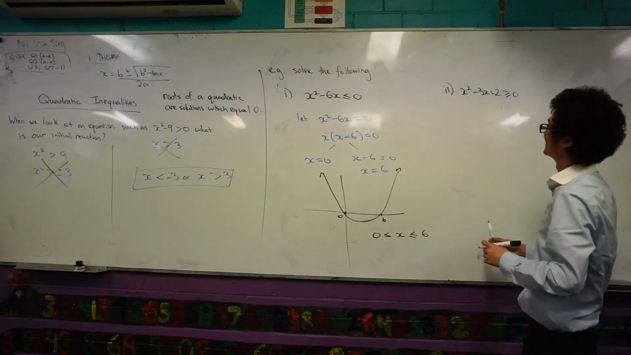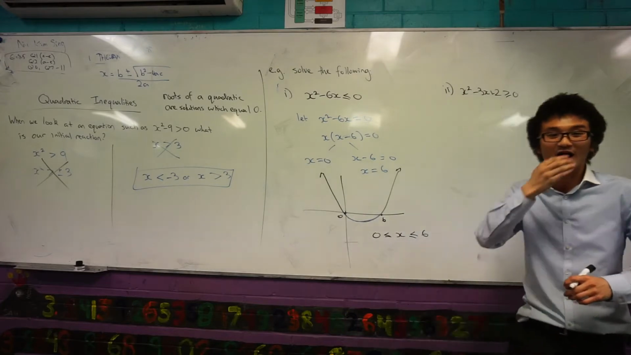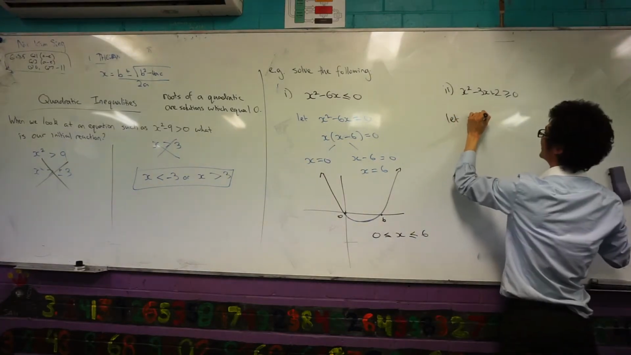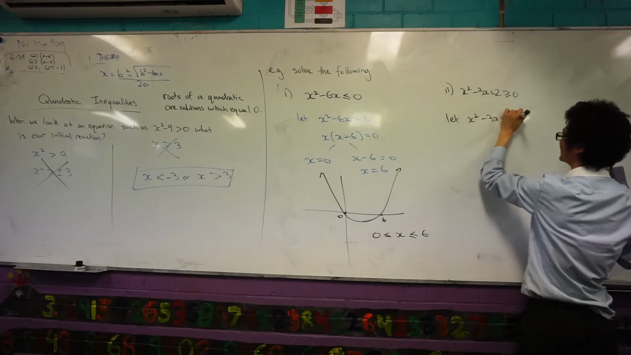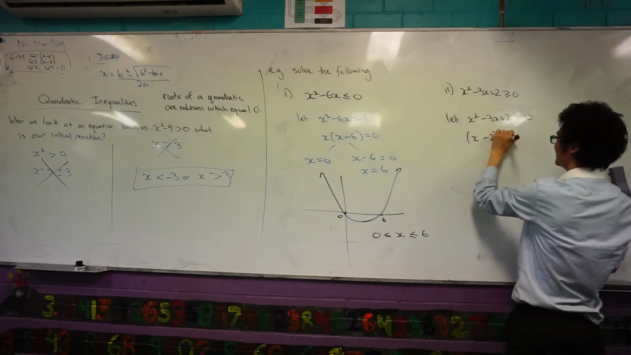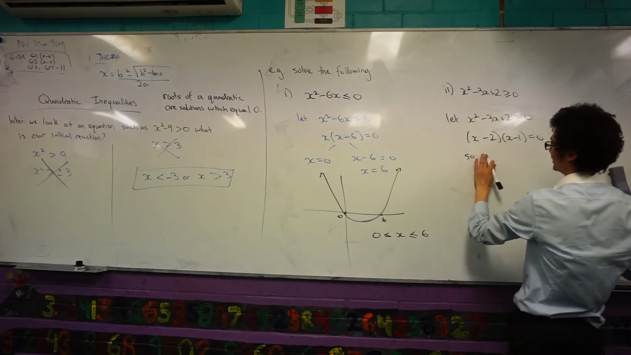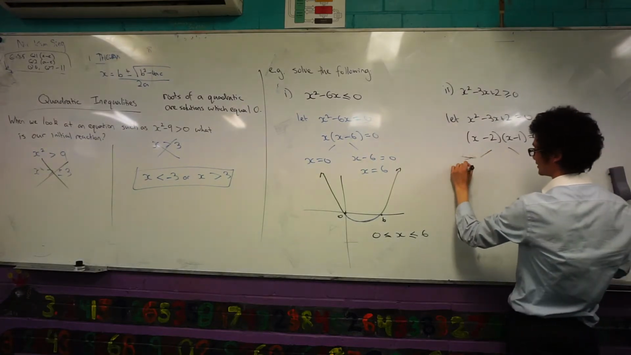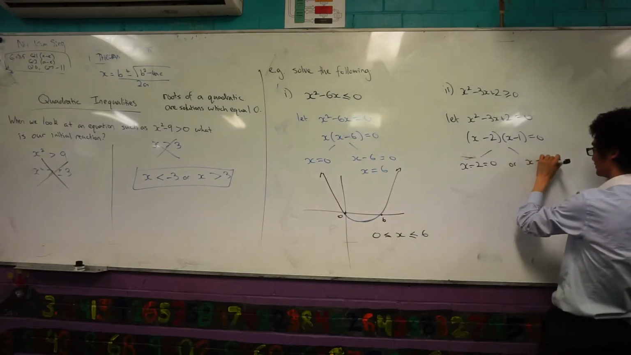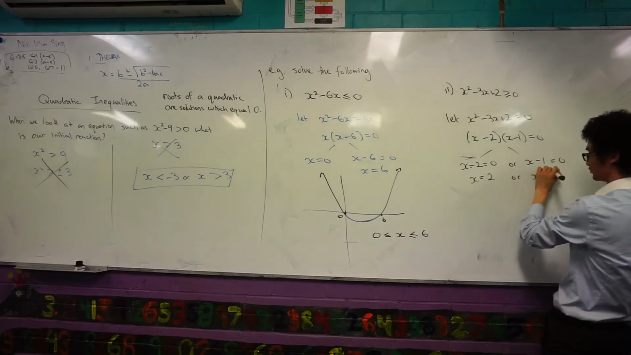See if you can beat me for this one. Who's got good factorizing skills? Let's go. Race. x squared minus 3x plus 2 equal to 0. And I want to find its roots, so we get x minus 2, x minus 1 equals 0. So our two possibilities are x minus 2 equals 0, or x minus 1 equals 0. So x is going to equal 2, or x equals 1.